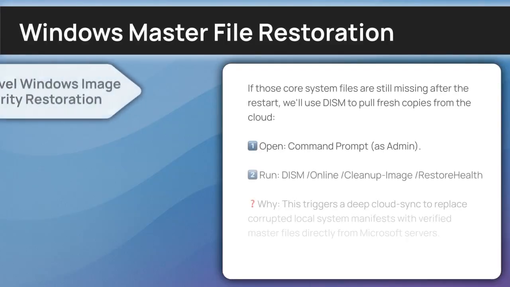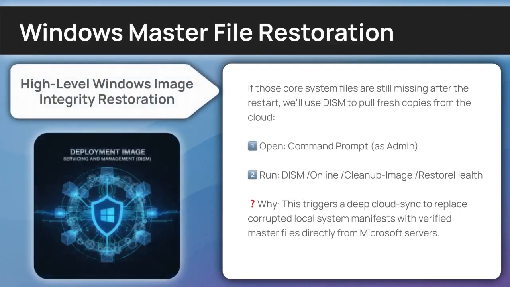Rebooting was just the start. Now, let's apply the core fix in this third step. Feel free to pause the video if you need a second to navigate. If those core system files are still missing after the restart, we'll use DISM to pull fresh copies from the cloud. First, open command prompt as admin.